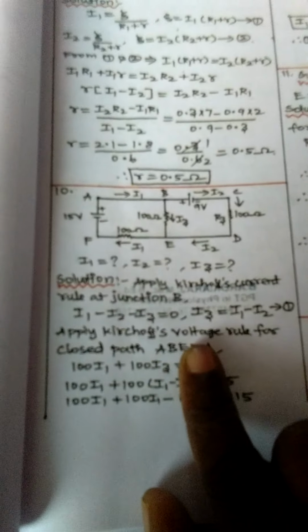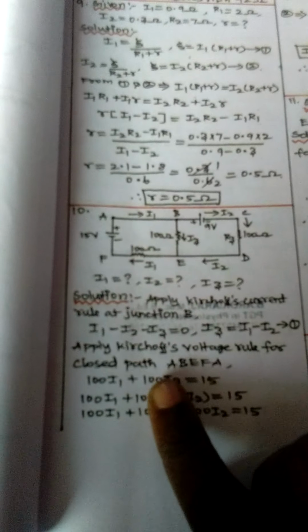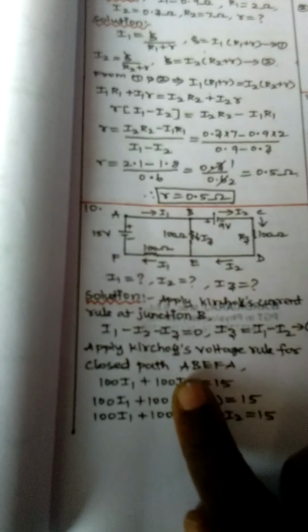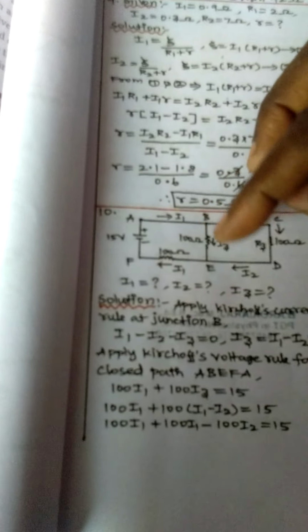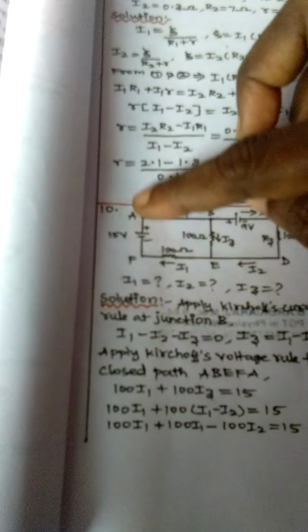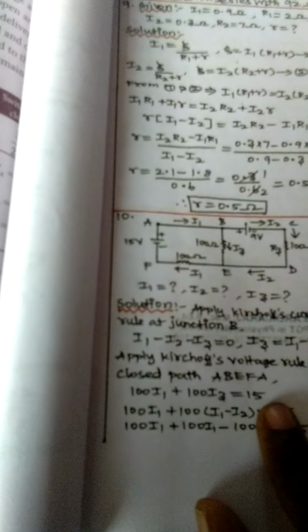Applying Kirchhoff's voltage rule for the closed path. The closed path we are taking is A, B, E, F, A. So first we are taking only this portion: 100 I1 plus 100 I3 equals 15.